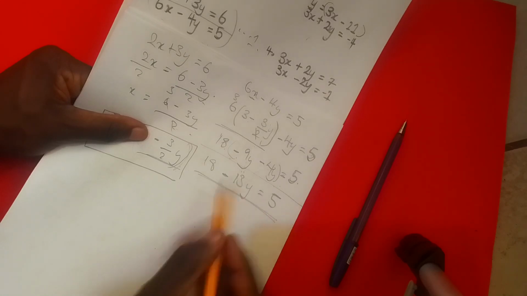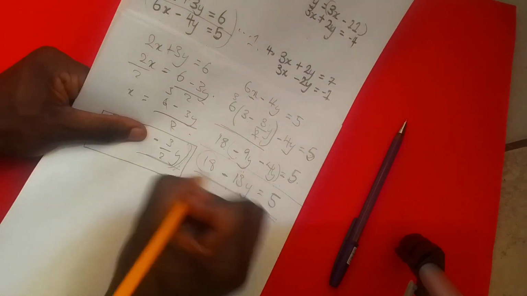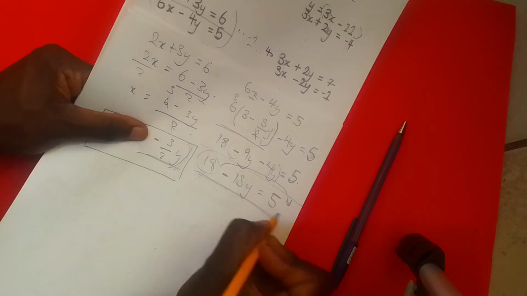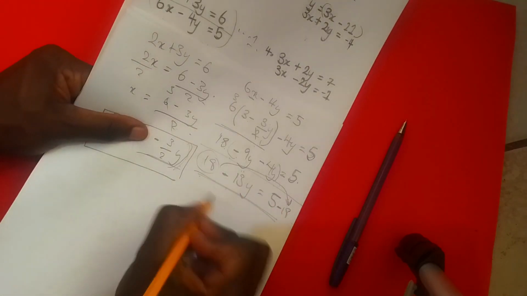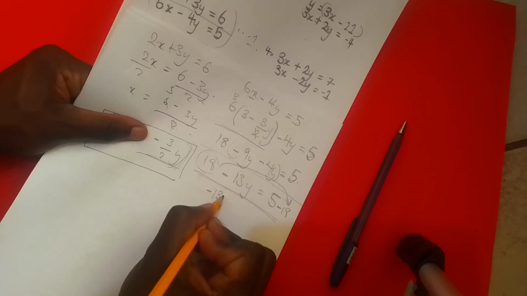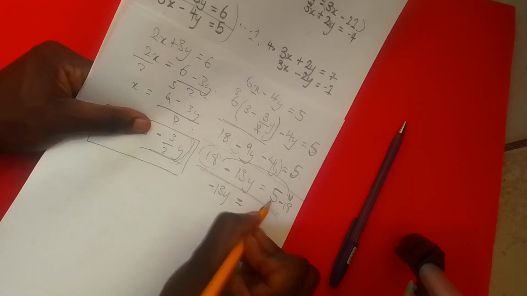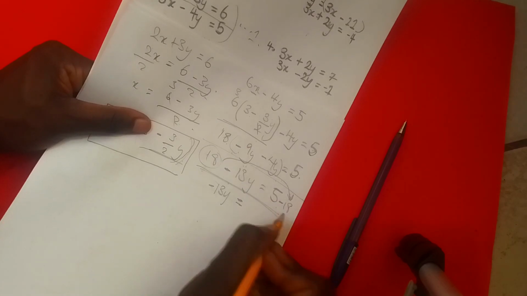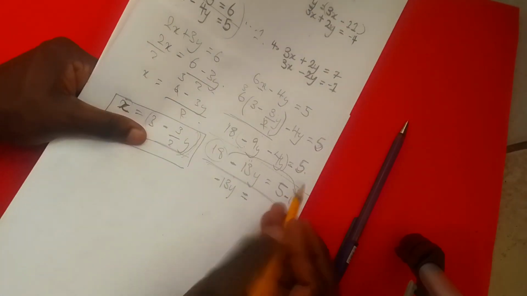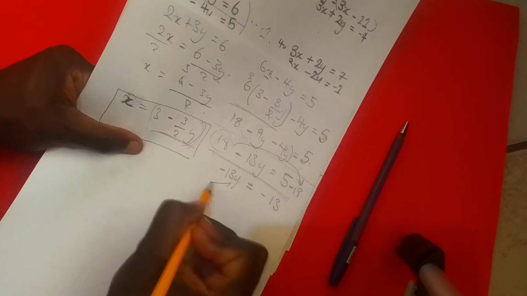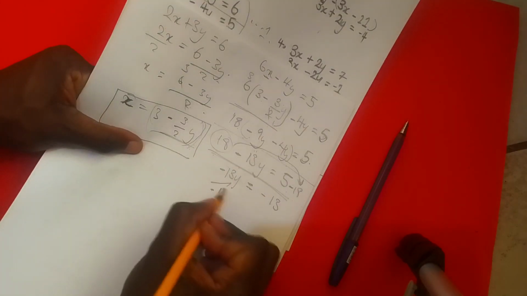Anyone can solve for this. So 18 is going to fly across the equal sign. It's a positive 18, so it will become a negative 18, leaving us with negative 13y equal to 5 minus 18. 5 minus 18 is equal to negative 13. Right? So divide by negative 13 on both sides.